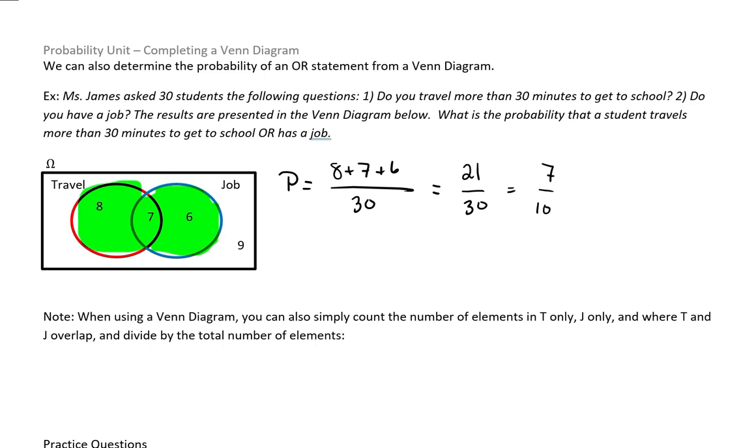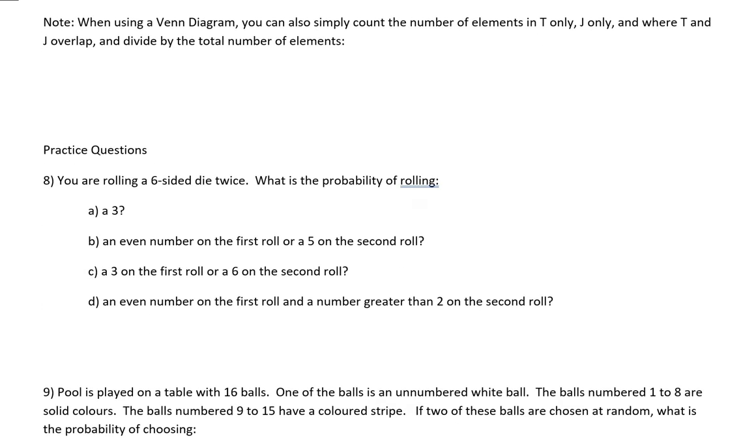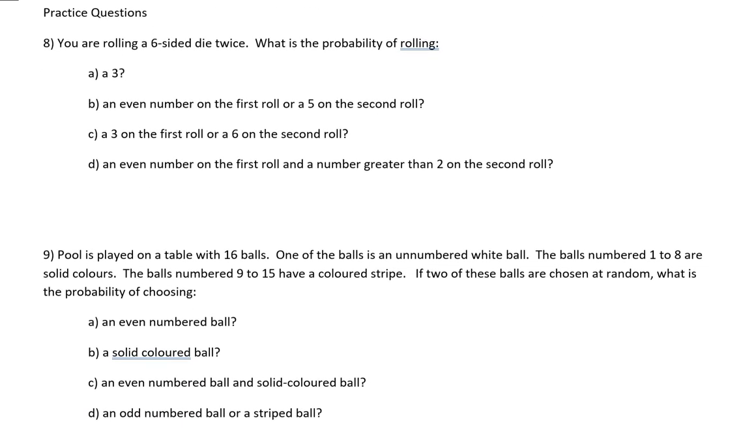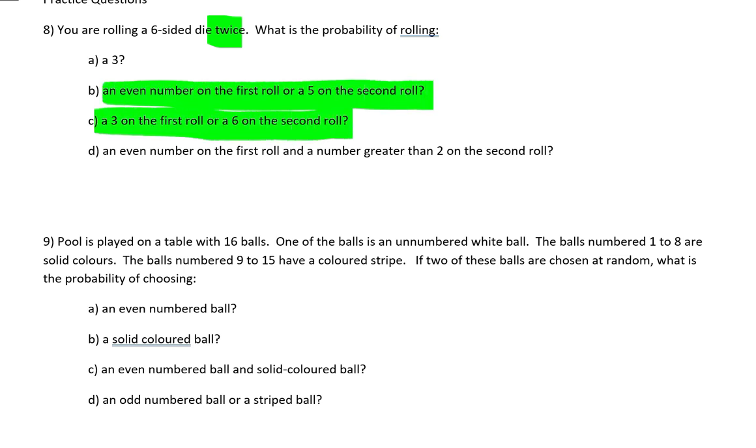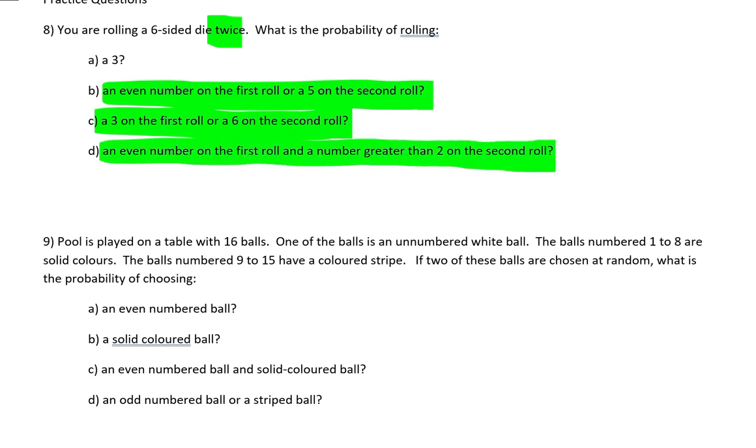So let's take a look at some practice questions. I just modified them a little bit. They'll make a little bit more sense this way. So the last part, let's just take a look here. So here's question 8. Okay, just a couple of changes that you're going to want to take note of. Rolling a six-sided die twice. Okay. B, we have a first roll and a second roll. C, we also have a first roll and a second roll. And D, we have a first roll and a second roll. All right, so this changes our question just a little bit.